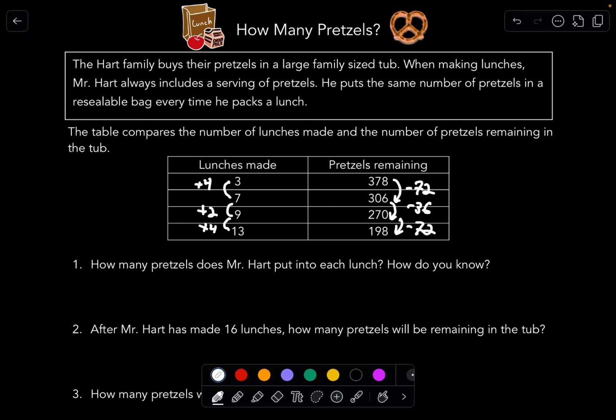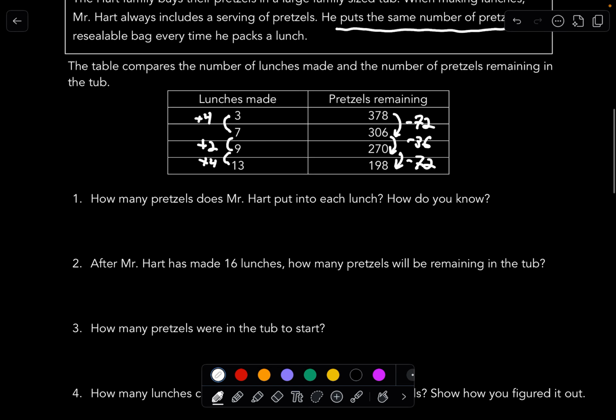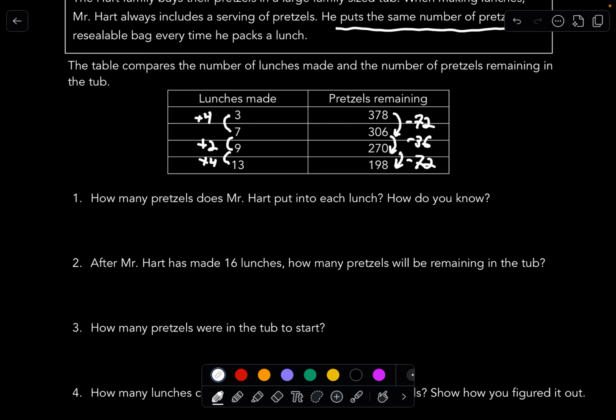So how many pretzels does Mr. Hart put into each lunch? Well, if he puts the same amount, which is what it says here, puts the same number of pretzels, you can figure out that it would be 72 divided by 4, which should be the same thing as 36 divided by 2, which is 18 pretzels per lunch.